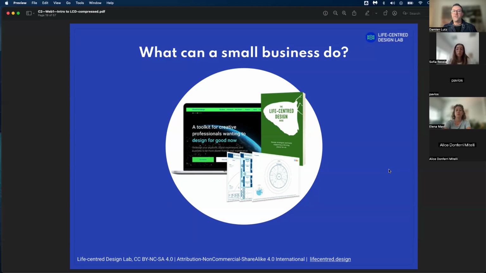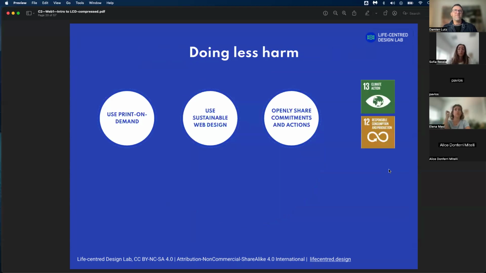But it was a really good opportunity to apply it to both a digital product, like a website, and a physical product. First of all, some initial ideas came out to reduce, to do less harm, and first of all, using print on demand. So instead of going to a traditional publisher, I've self-published.